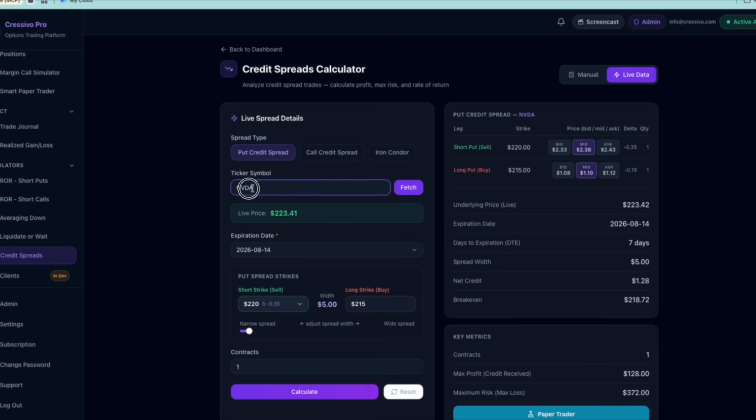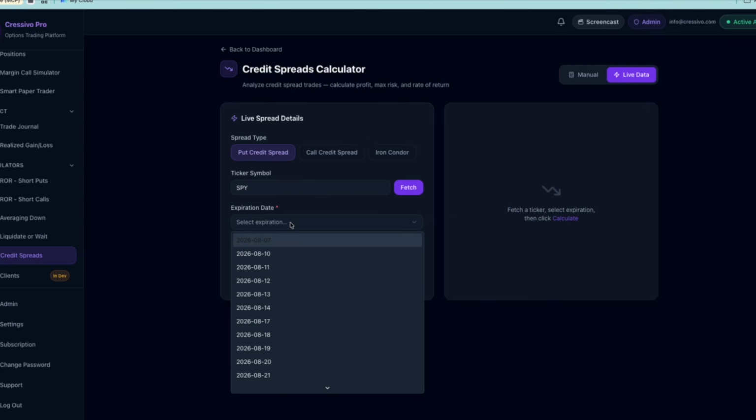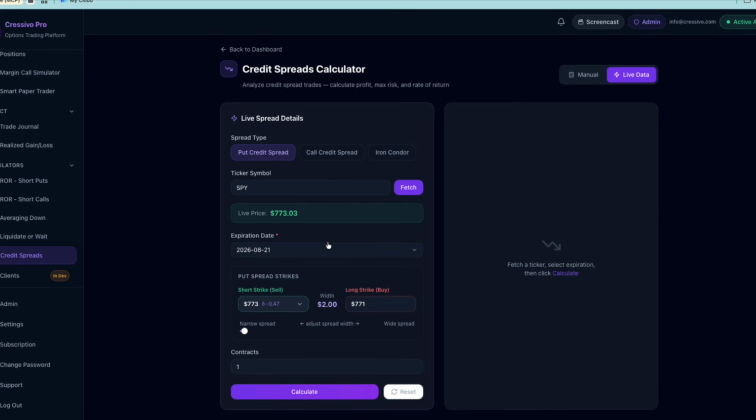Now you can use this calculator on any stock. For example, let's say you just want to trade SPY, which is the S&P 500 index. Now an advantage of SPY is that it trades every single day, so it gives you maximum flexibility. Let's choose a trade about 2 weeks out. Now we can see here that SPY is trading at $7.73 per share.